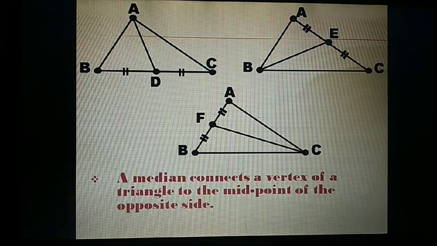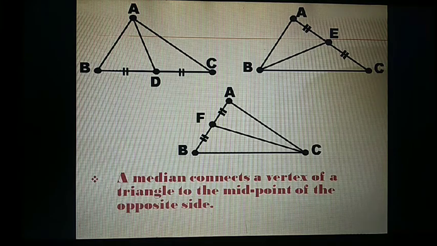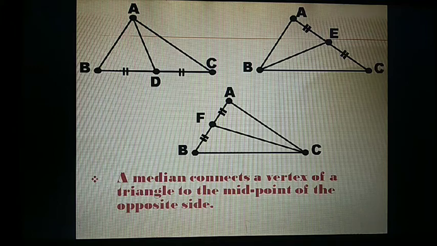Now, you can tell me, how many medians can a triangle have? Yes, a triangle can have 3 medians as it has 3 vertices. A median is possible through a vertex, and because there are 3 vertices, we can draw a median from all the 3 vertices, and so there are 3 medians in a triangle.